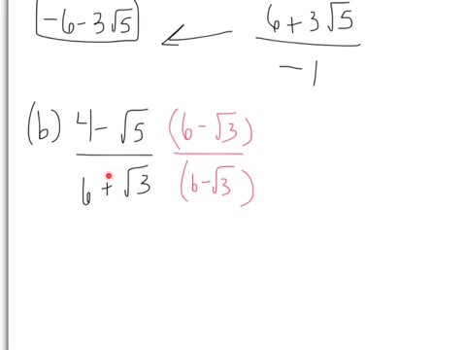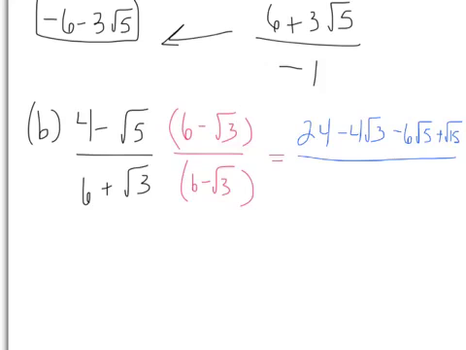So if we were to FOIL the top, and we have to FOIL the top, unfortunately, the top is going to give us first 24, then outer is going to be minus 4 root 3, then inner is going to be minus 6 root 5, and then last is going to be plus radical 15. And the bottom is going to give me 36, but then the inner and outer cancel because they're going to be negative 6 root 3 and positive 6 root 3. But then the last terms are going to be the negative root 3 times the positive root 3, giving us negative root 9. The denominator simplifies to be 36 minus 3, which is 33.